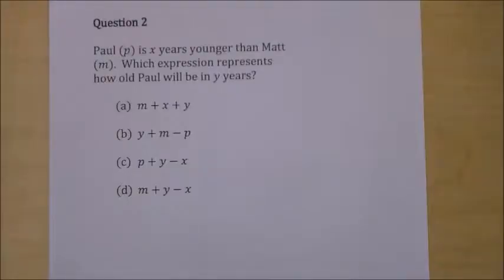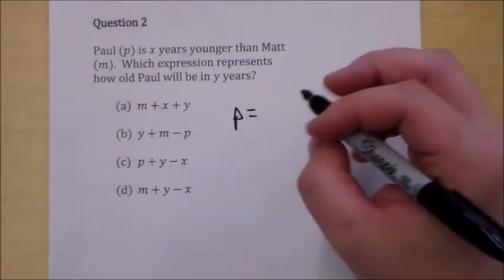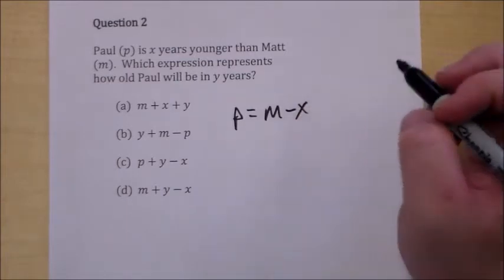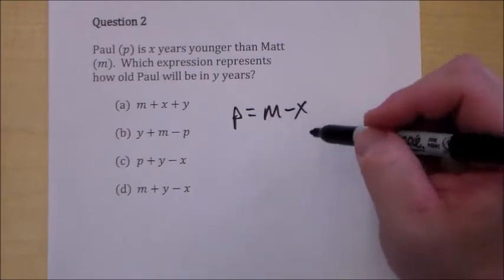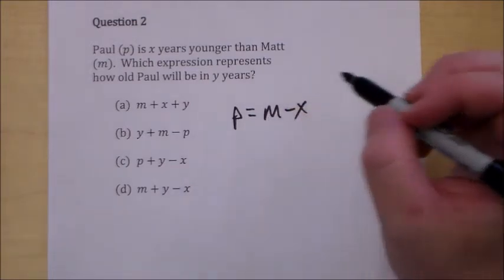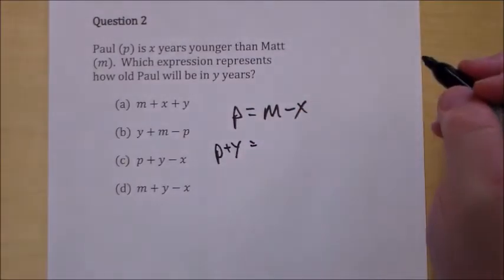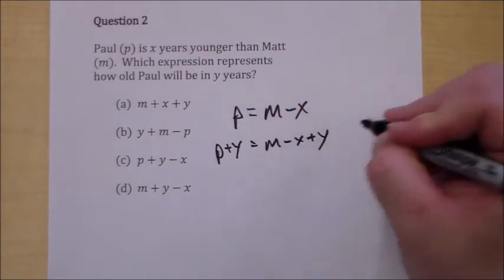Okay, question 2. Paul (P) is X years younger than Matt (M). Which expression represents how old Paul will be in Y years? Okay, so you have Paul, and he is X years younger than Matt. So we'll do M minus X, right? Because Paul is younger than Matt, so Matt minus a set number of years will equal Paul. And you're like, how old will Paul be in Y years? Well, in Y years, it's Paul plus Y, because that's how old Paul is in Y years, so you're going to have M minus X plus Y.